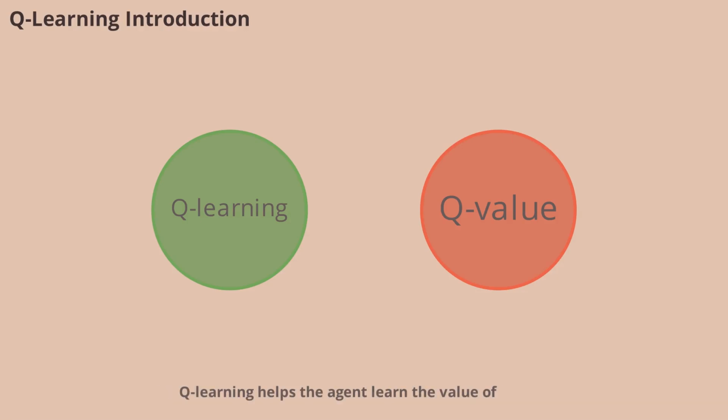Q-learning helps the agent learn the value of taking a certain action in a given state, known as the Q-value. The agent updates its Q-values based on the rewards it receives, gradually building a table of the best actions for each state. Q-learning is powerful because it doesn't require a model of the environment.